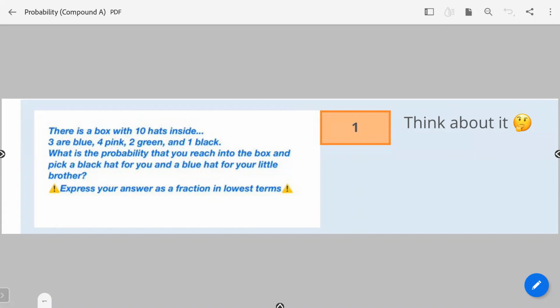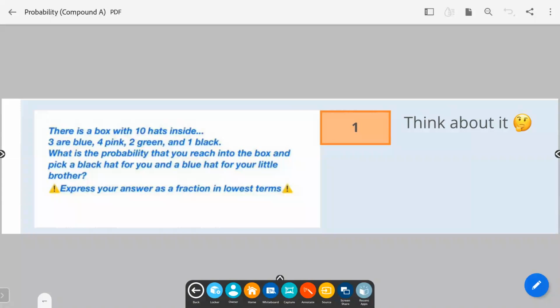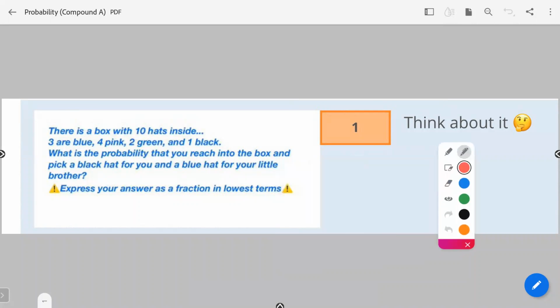The key when you're doing a compound probability question, or a probability question in itself, is to make sure that you know what the total is. And there are 10 hats in this box. Sometimes they tell it to you. Sometimes you basically just have to go through here and double check and add up all your components.